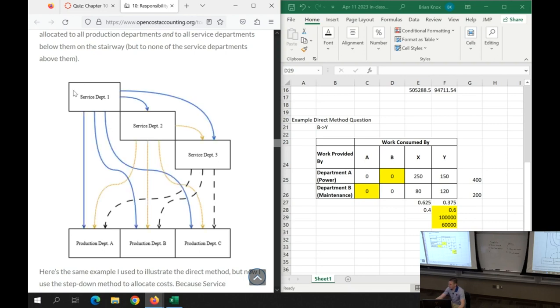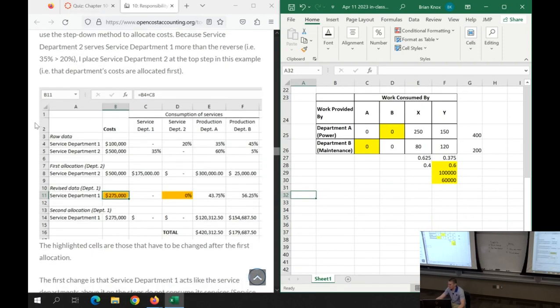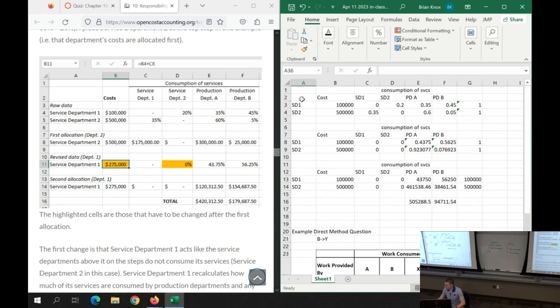So service department 1, I look at it as a modified version of what we did before. I'll say that. Maybe you won't quite see it that way. But let's go ahead and recreate this example. I use the same initial setup, so we can copy that over.